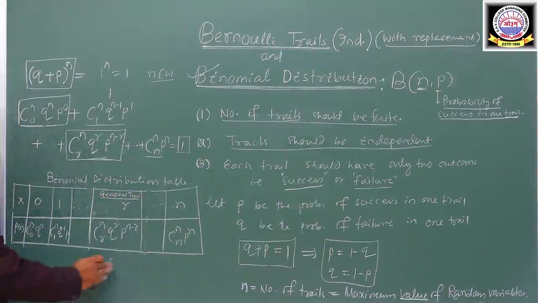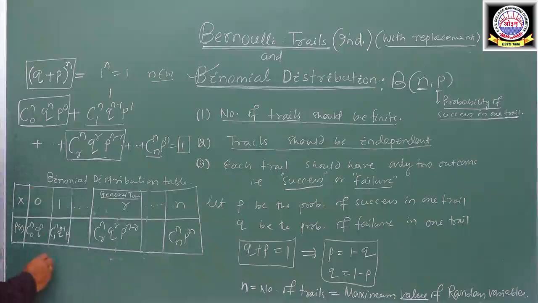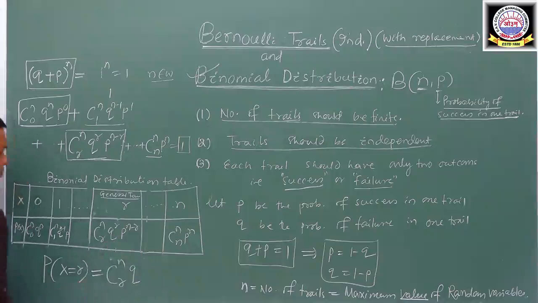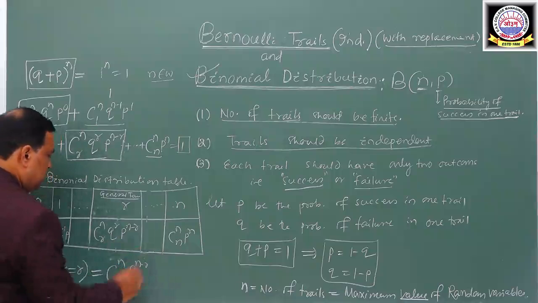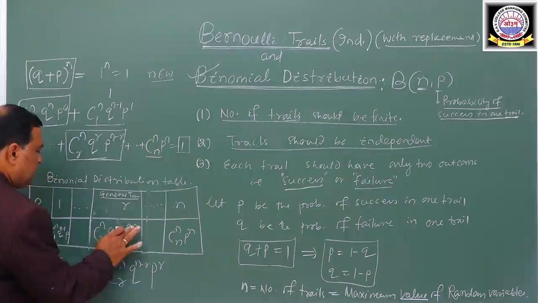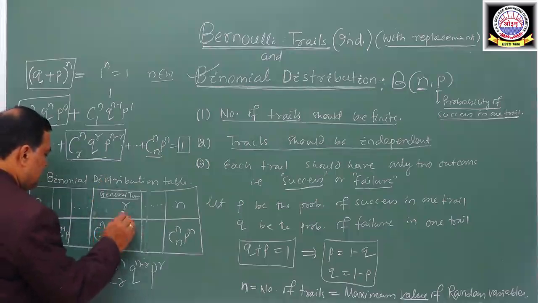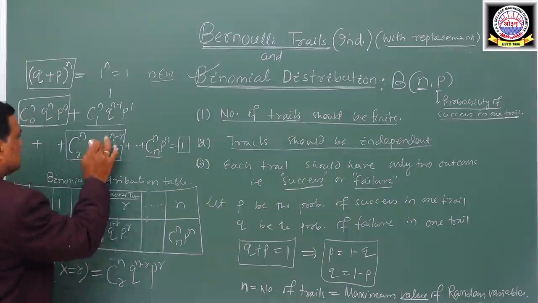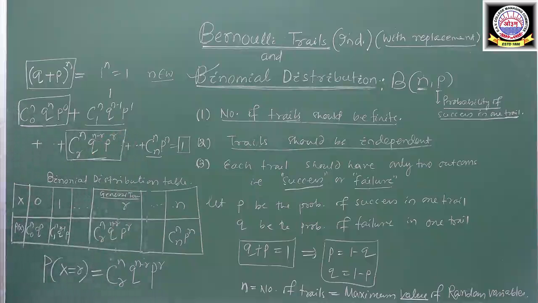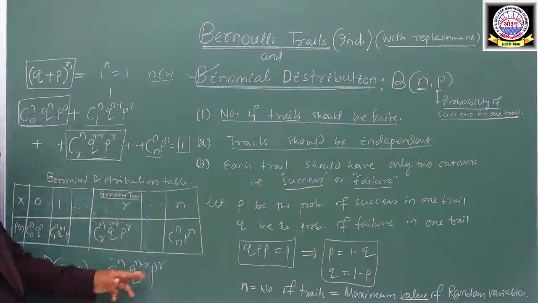Then we got the formula for any random variable. The formula P(x = r), the general term for x equal to r, is nCr q to the power n minus r and p to the power r. Sorry, here we made a mistake. It is q to the power n minus r and p to the power r. It is nCr q to the power n minus r, p to the power r.